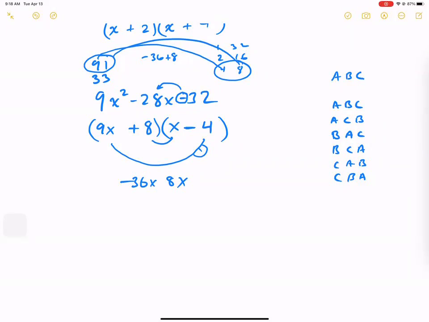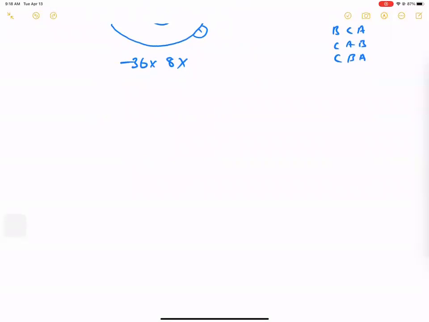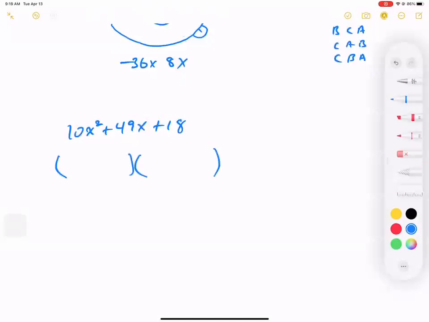Okay, so let's try another problem. Now, this problem here is 10x squared plus 49x plus 18. As you can see, the number in the front is not just a simple prime number, but there's more than one possibility for it. So let's write down all the possibilities we can as we lay out all our playing pieces.